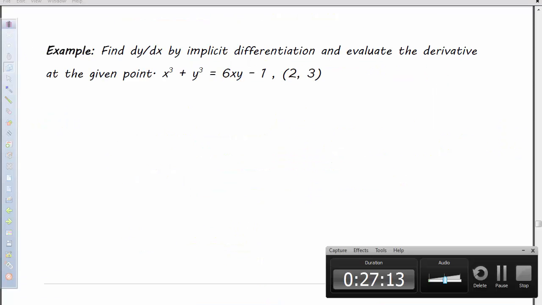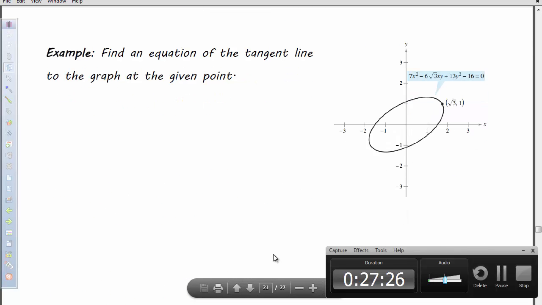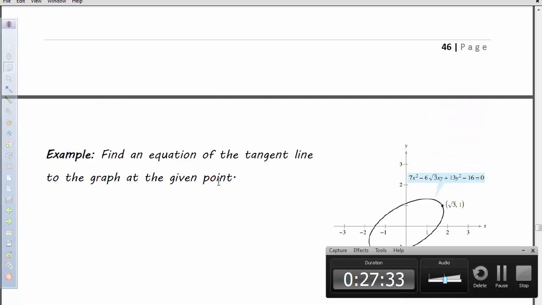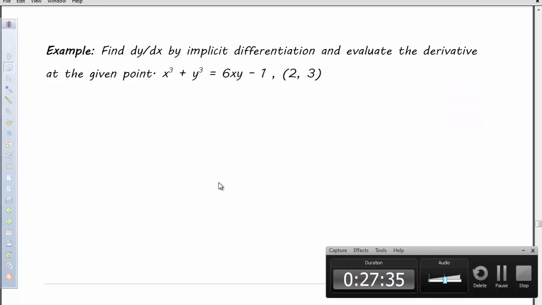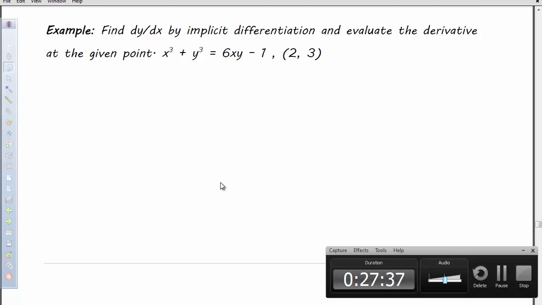All right, so we're going to try one more. Find dy dx by implicit differentiation and evaluate the derivative at the given point. Okay, so this still has the same meaning. I probably won't get to this next problem right now, but the same thing, except they ask us to find the equation of the tangent line. So, once we have the derivative, then we can find the equation of the tangent line from there. But let's look at this one.